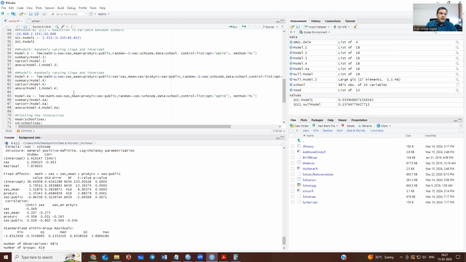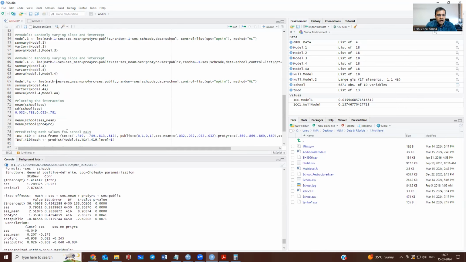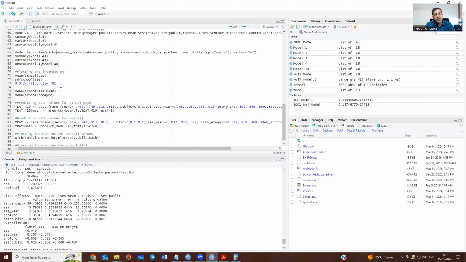Is that fine? Okay, so now we have got our final results. Now what I want to do is predict or plot the interaction. It is very easy in R. Now we will look at what these variables are. I am working with model.4a. So what are the variables? SES mean, Prof 4-year, and SES into public. Now, whenever you have moderation, right?